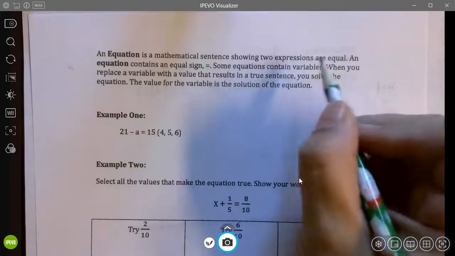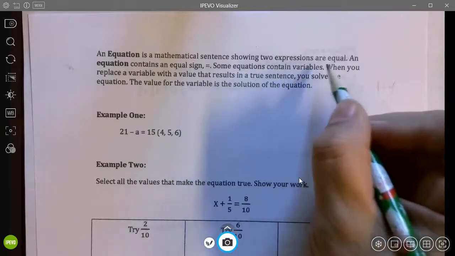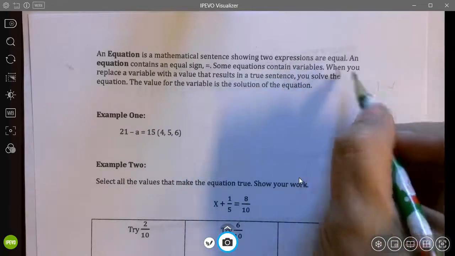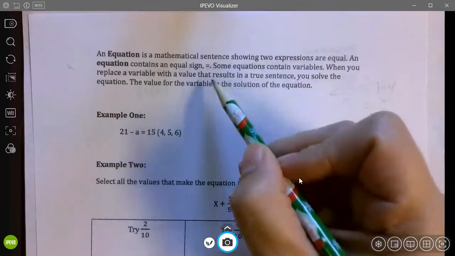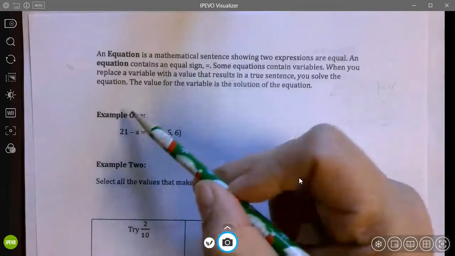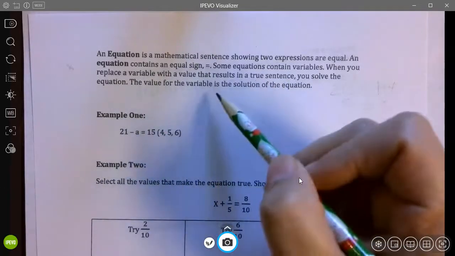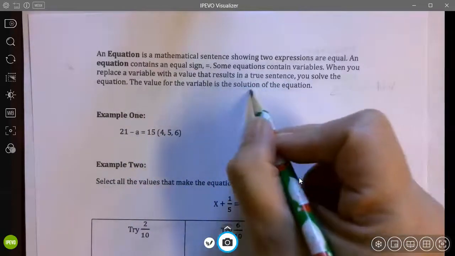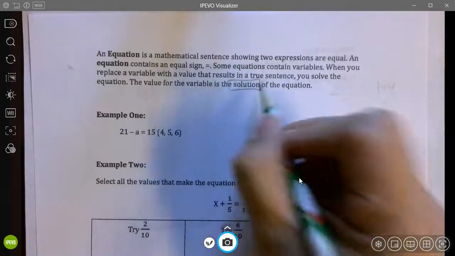We're going to substitute it into the variable to see if it makes the sentence true. When you replace a variable with the value that results in a true sentence, then you have solved the equation. The value for the variable is the solution of the variable.